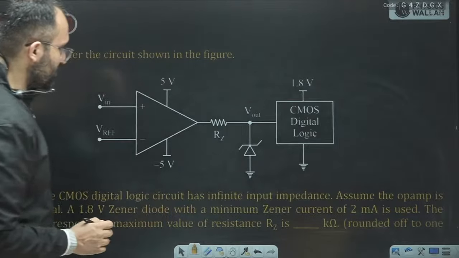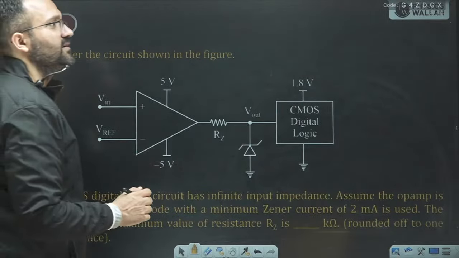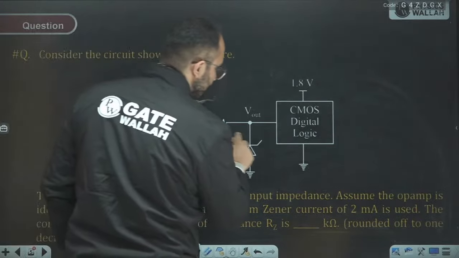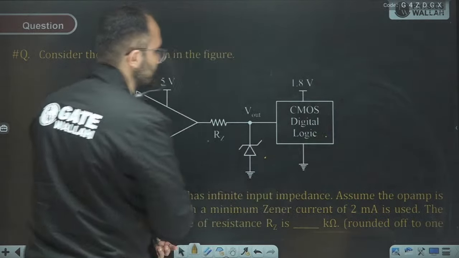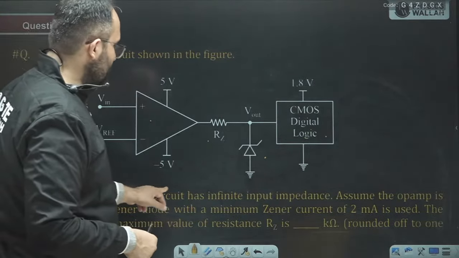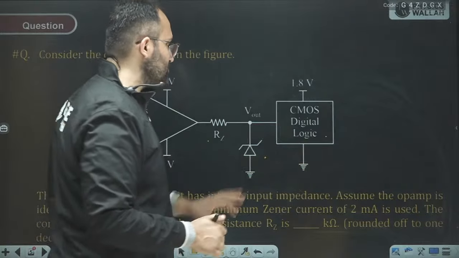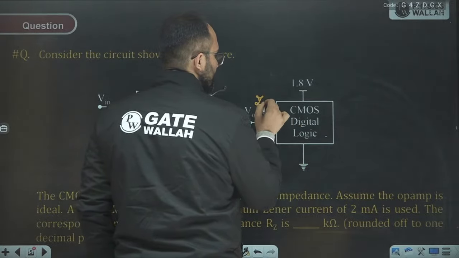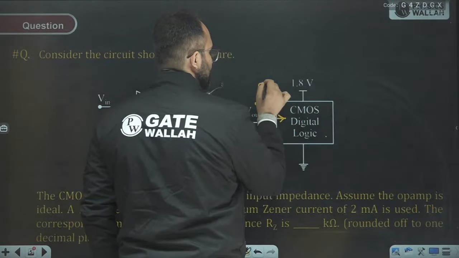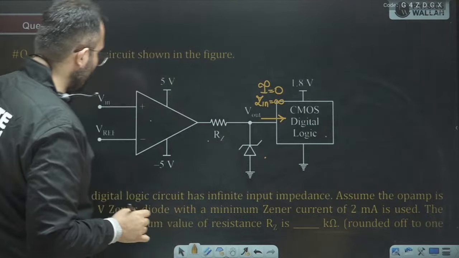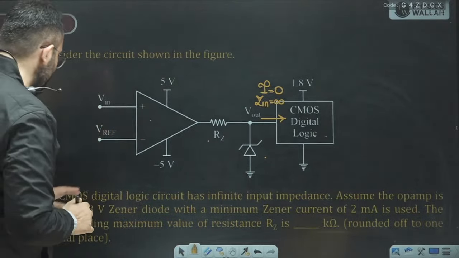The very beautiful question, friends. We can see we have an op amp, a resistor, a Zener, and a CMOS logic circuit. The CMOS logic circuit has infinite input impedance, meaning there is no current in this. So input impedance is infinity, there is no current, current is 0. Assume that the op amp is ideal.